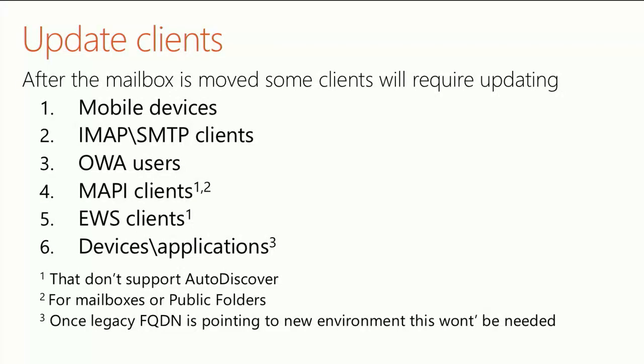EWS clients, a lot of third-party tools use EWS. They need to change the namespace they're using to point to the new environment once those mailboxes start coming over. Most MAPI clients, again, third-party tools that have email, or they pull stuff from email, like archiving tools, for example. Those need to be updated to point to the new environment. Third-party archiving tools, it is.